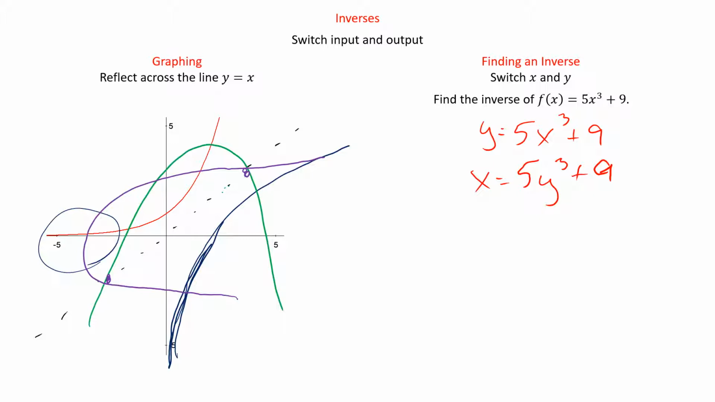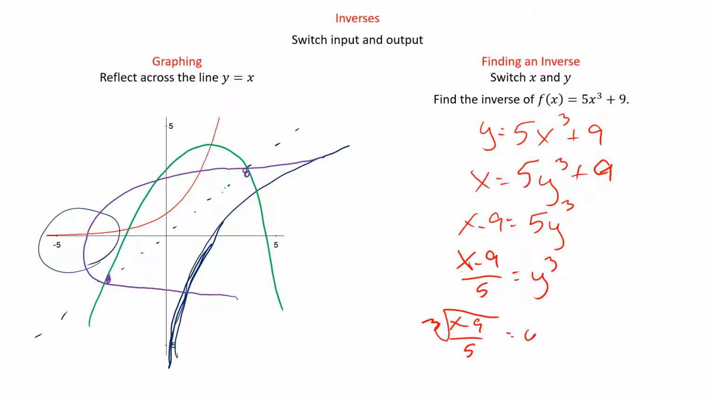So we're going to have to subtract 9. So x minus 9 equals 5y cubed. And then divide by 5. X minus 9 over 5 equals y cubed. And then take the cube root. Cube root, there we go, of x minus 9 over 5 equals y.